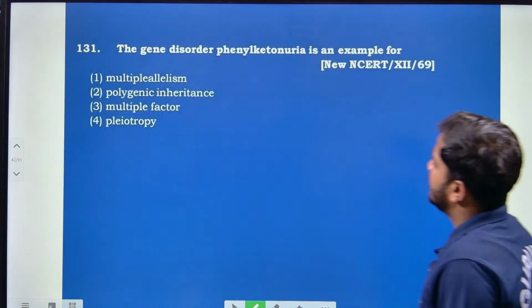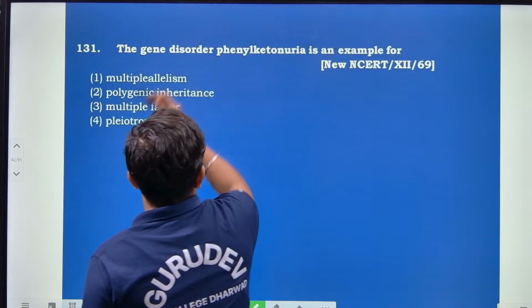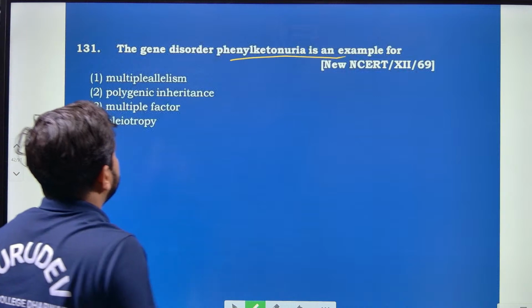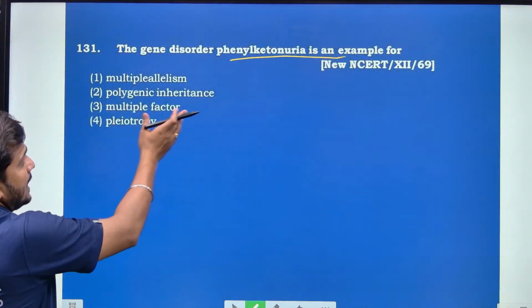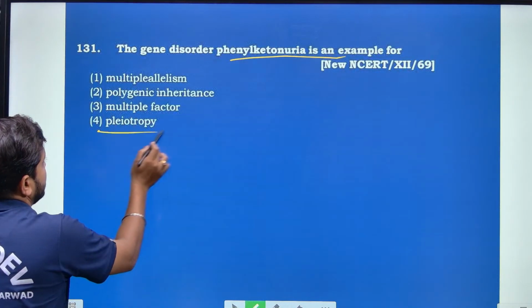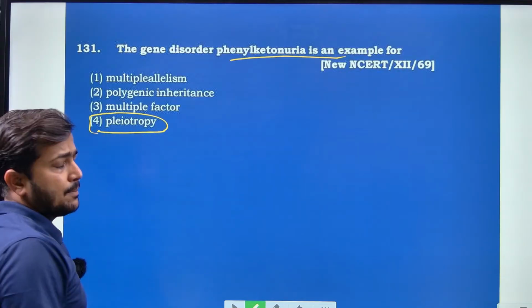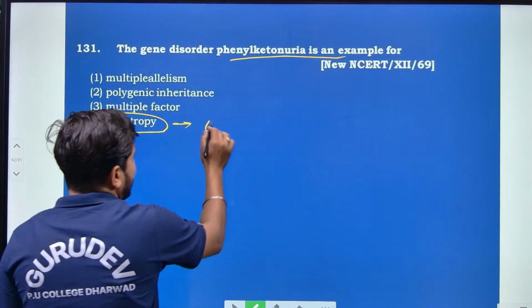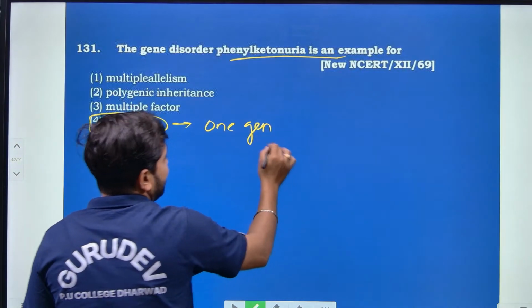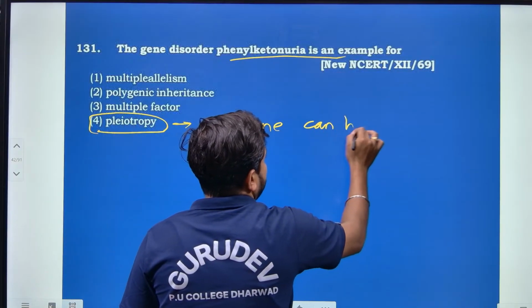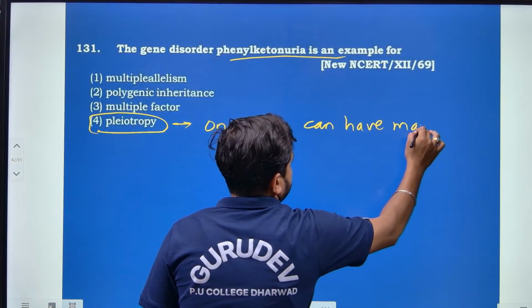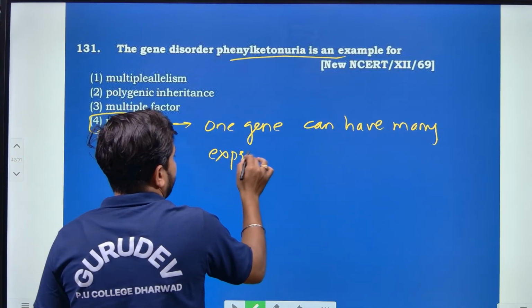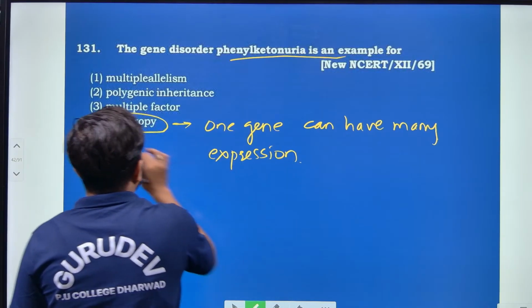Then the gene disorder phenylketonuria is an example of what? Actually, pleiotropy. Because what pleiotropy says is that one gene can have many expressions. That itself is what we call pleiotropism.